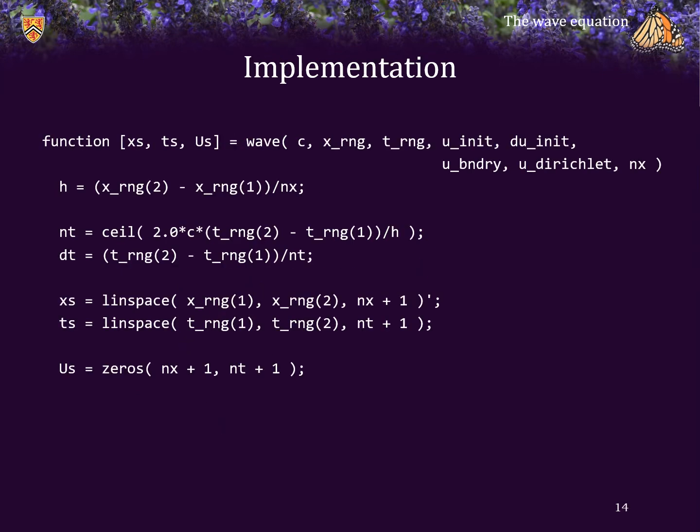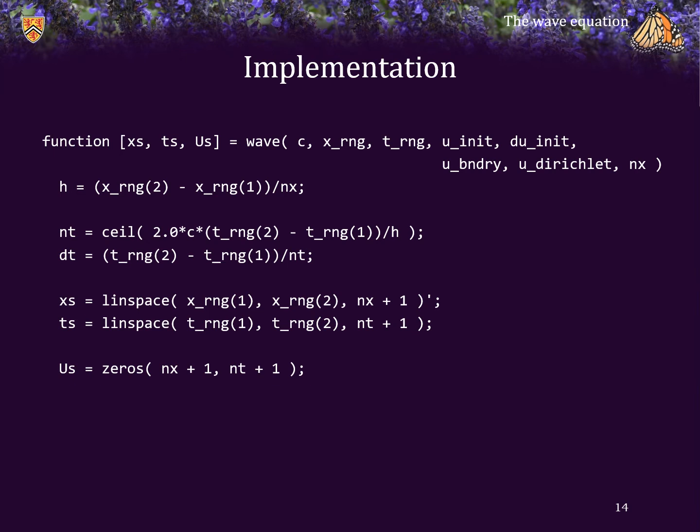Okay, so let's take a look at an implementation in Matlab of a function approximating a solution to the wave equation. We've already discussed Dirichlet conditions, so we'll incorporate them right from the start. Instead of alpha, we have c. And we now also need the initial speed. So the initial speed over time is now passed as a second argument, du init.